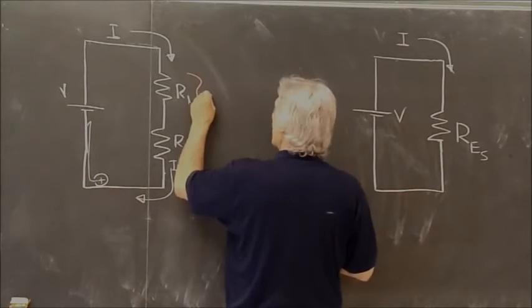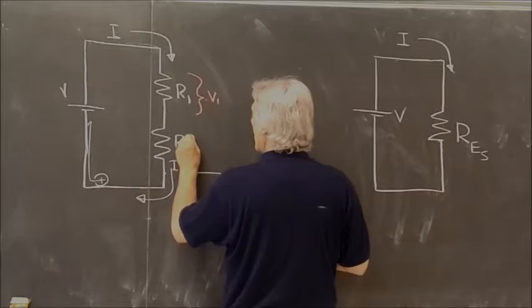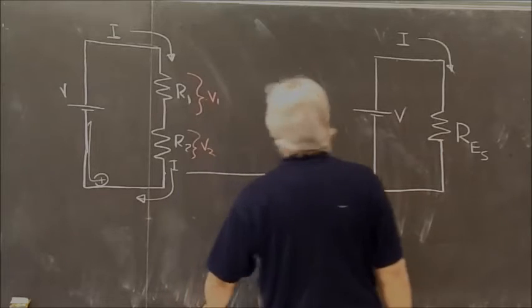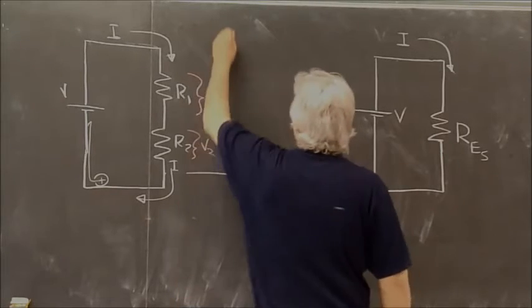So I'm going to write this as V1, and I'm going to write this as V2. Now, what I can write here is the following.